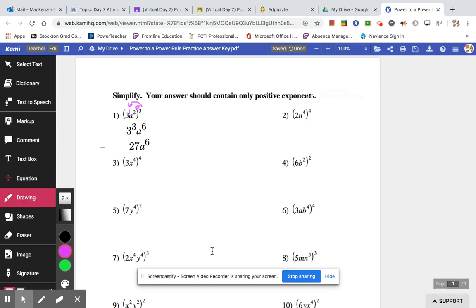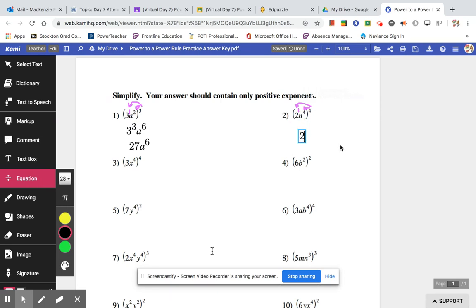So with the second one here, we have the same thing. There's a 2 here with no exponent, so we know that the exponent can be 1 if we need it. And then we're going to distribute the 4 to both of those exponents here. So when I actually go to type that, my first base is going to be 2. When I do 4 times 1, it's going to be 4 on that 2. Then I keep my base of n, and then 4 times 4 is 16.